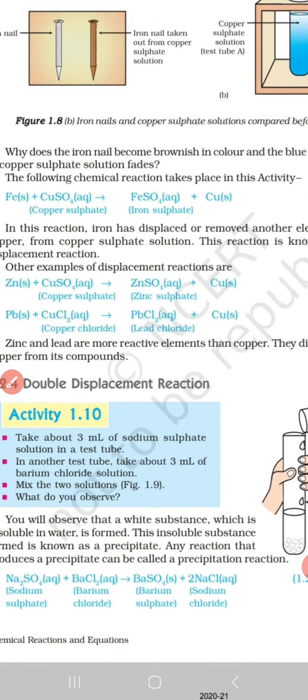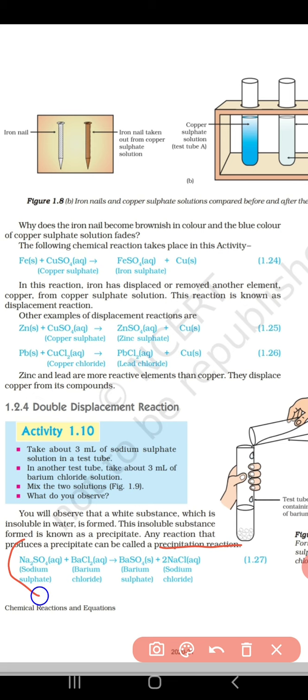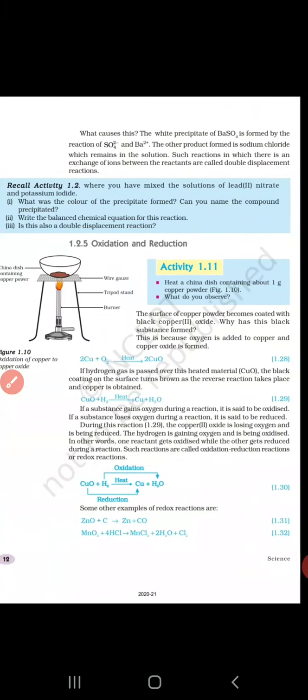Any reaction in which an insoluble white substance is formed is called a precipitation reaction. And here is a reaction: sodium sulfate when reacted with barium chloride, we will get barium sulfate and sodium chloride, which is soluble in the solution, that is aqueous.